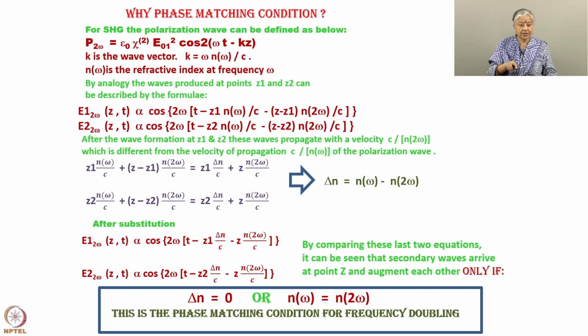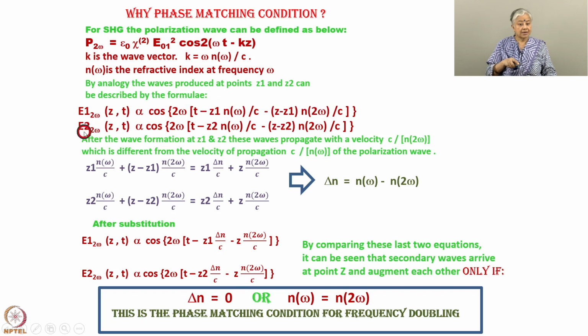That is exactly what I have done here. I have called this the frequency doubled wave. So, E1 at point Z1 for 2 omega, as a function of Z and T, will be proportional to cos, and here it will be 2 omega because it is a 2 omega frequency term: 2 omega T minus Z1 n omega by C, Z minus Z1 n 2 omega by C. So, even the second harmonic wave is influenced by the point Z1 where it is created, and by the distance it is going to travel, Z minus Z1.